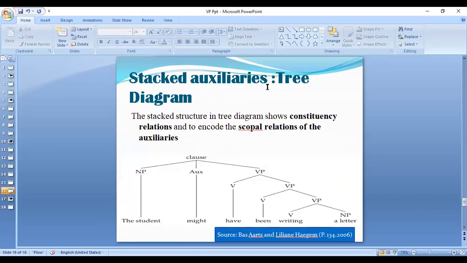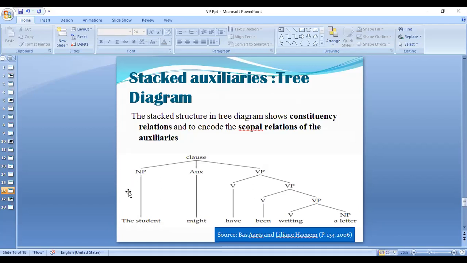Here, with stacked auxiliary verbs and the tree diagram, we can see that the clause stack structure in the tree diagram shows constituent relations and encodes the scopal relation of the auxiliaries. Here, constituency means elemental. The noun phrase and the auxiliaries are each constituents. This is the second approach to defining the verb phrase.